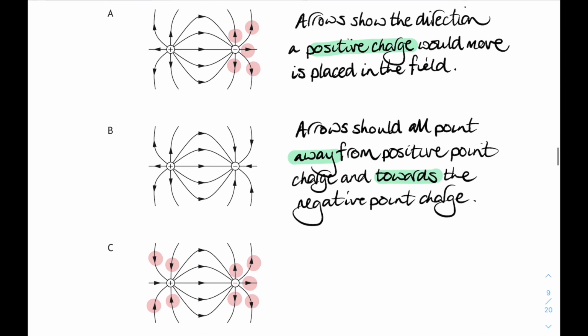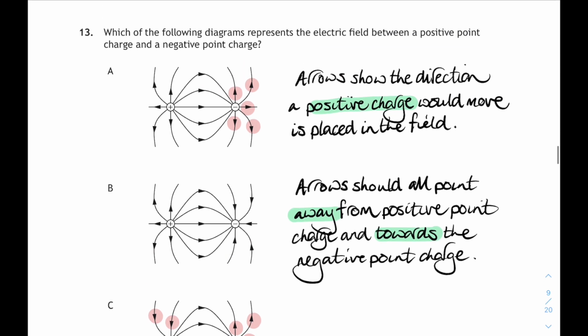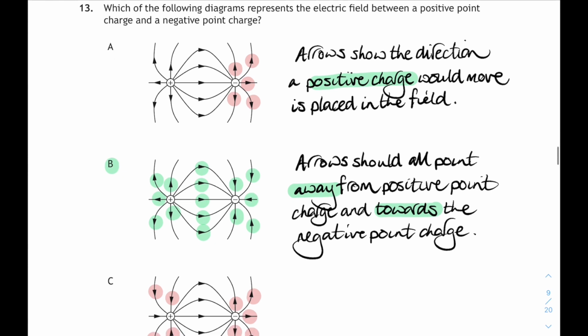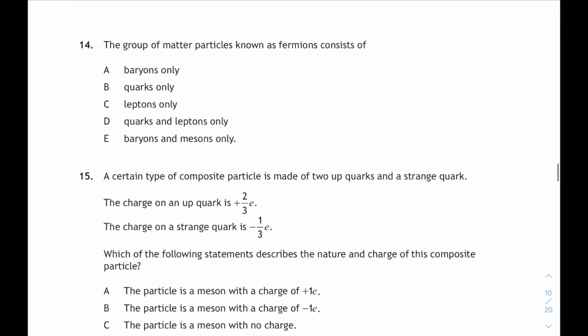So the only one with the arrows pointing in the right direction is answer B. Remember, arrows should always point from a positive to a negative point charge. Answer B.